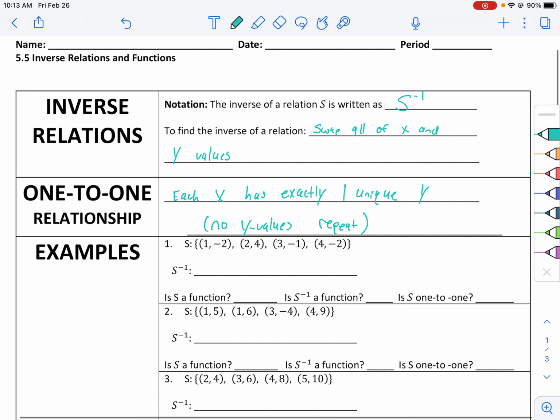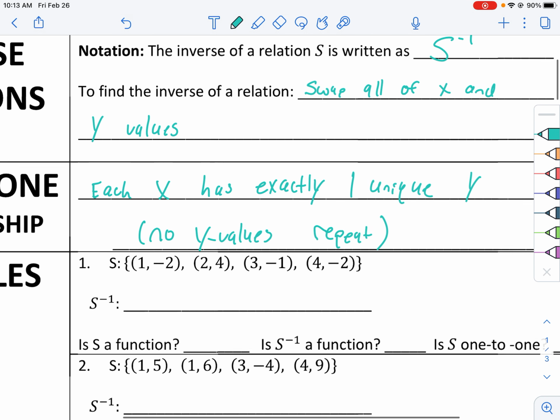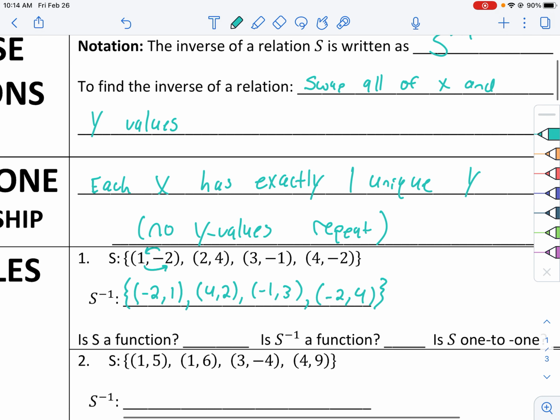So let's look at some examples of relations and inverse relations. So this first relation S is written as 1, negative 2 is the first value. So when we rewrite a relation, we're going to put that curly bracket and then parentheses. In order to make the inverse, you're physically just swapping the x and y values. So this first one is going to become negative 2, comma 1. The next one is going to become 4, comma 2. The third one is going to become negative 1, comma 3. And the last one is going to become negative 2, comma 4. All right. So all we did was we physically just changed x and y.